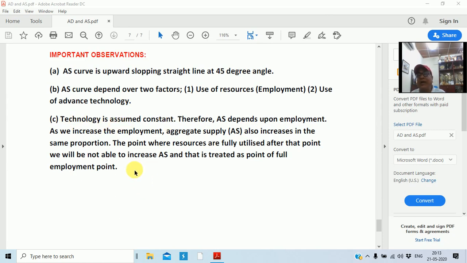So it means that if in the economy all the resources are fully utilized, after that we cannot increase the aggregate supply, and that is known as the point of full employment, or the full employment point. What is the full employment point? When in the economy all the resources are fully utilized and further aggregate supply is going to be constant, aggregate supply cannot be increased, that is known as the full employment point.